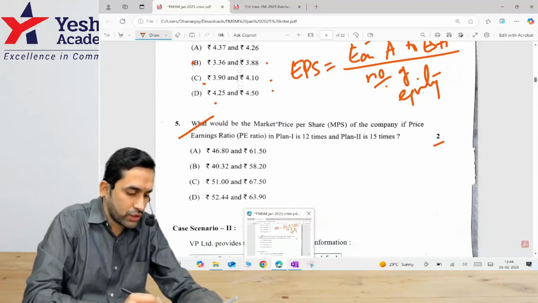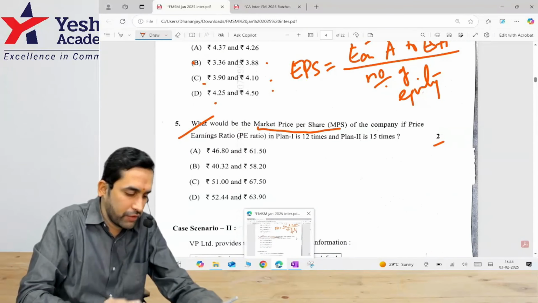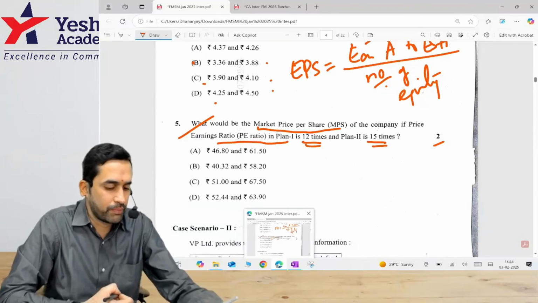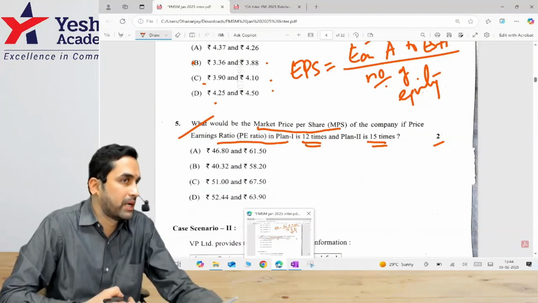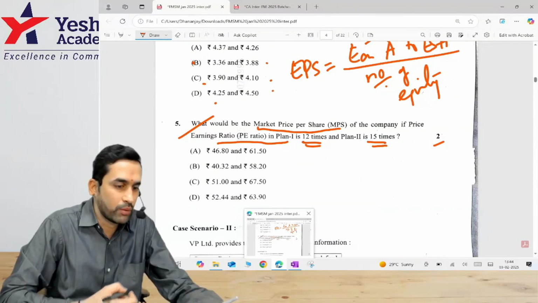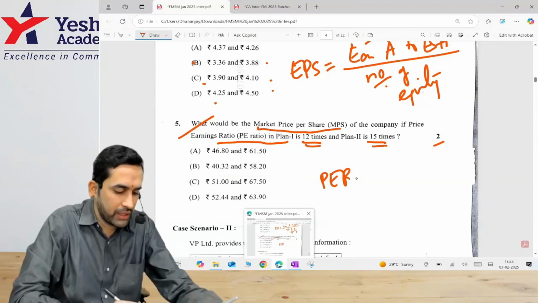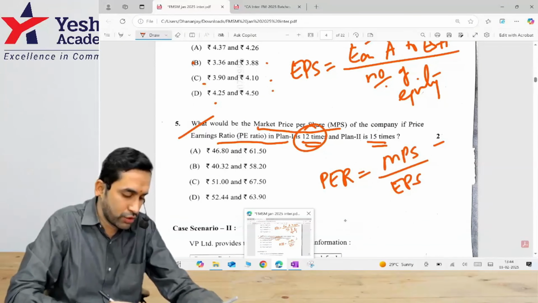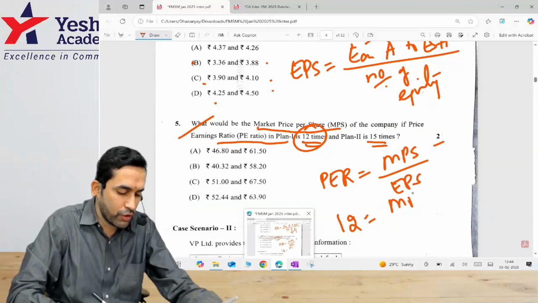Last one, what should be the market price of the share if PE ratio is 12 times and PE ratio in plan 2 is 15 times. This PE ratio is part of ratio analysis topic. And what do you do in PE ratio? What is the formula for PE ratio? MPS by EPS.